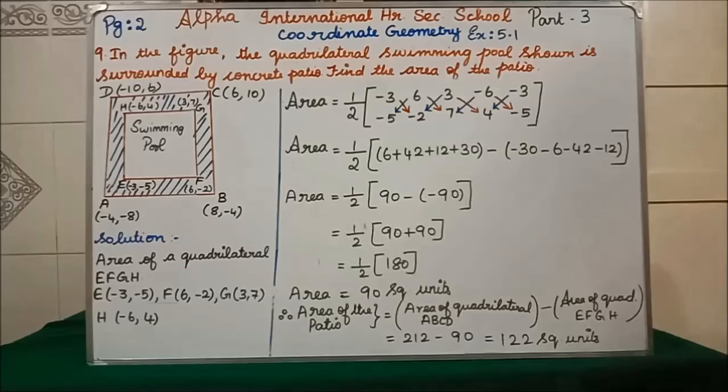Therefore, you have to write the last line. Since I don't have space, you are going to write the last line. Therefore, the area of the patio is equal to 122 square units. Clear? With this, our 9th question is over and our part 3 is also over. Still 2 more problems are there, 10 and 11 in exercise 5.1, that you are going to do as assignment for part 3 video. You are going to see the assignment now.